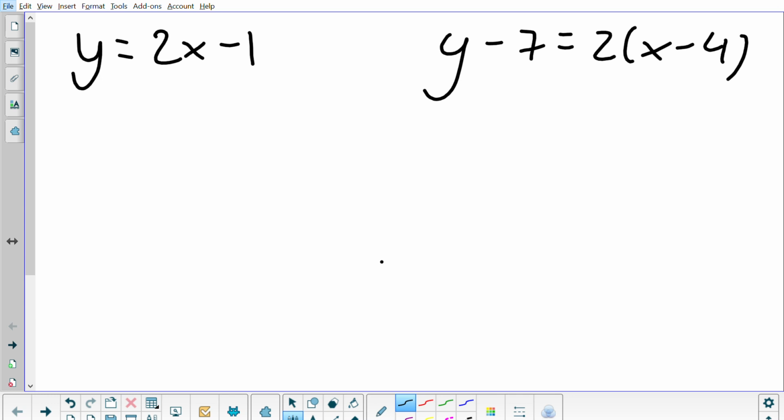Hey guys, we're going to do 2.4: seeing if things are parallel, perpendicular, and average rate of change.